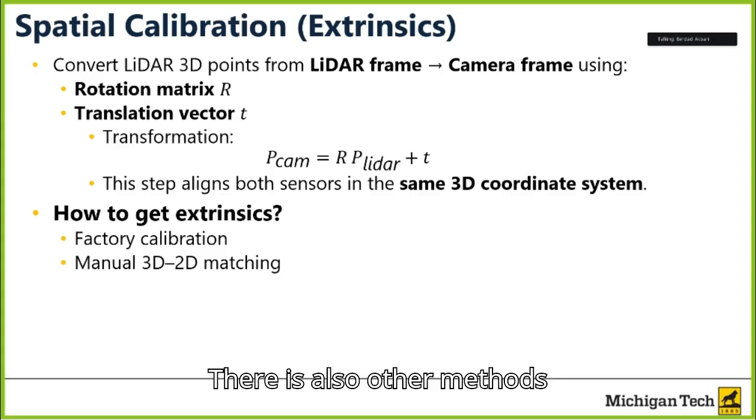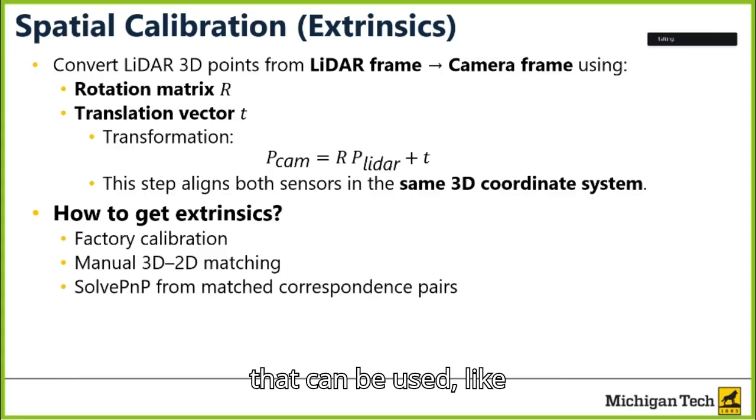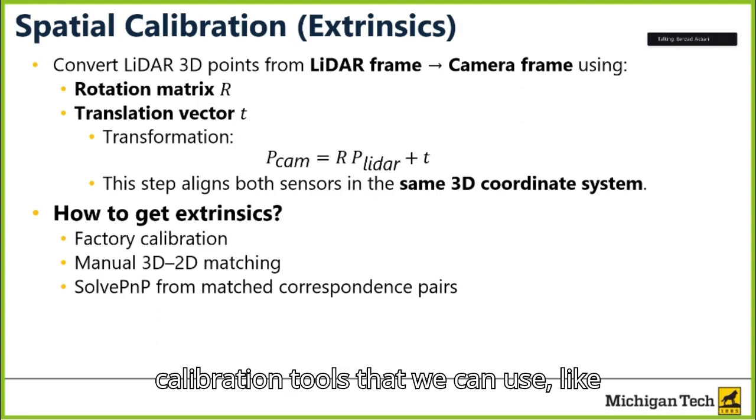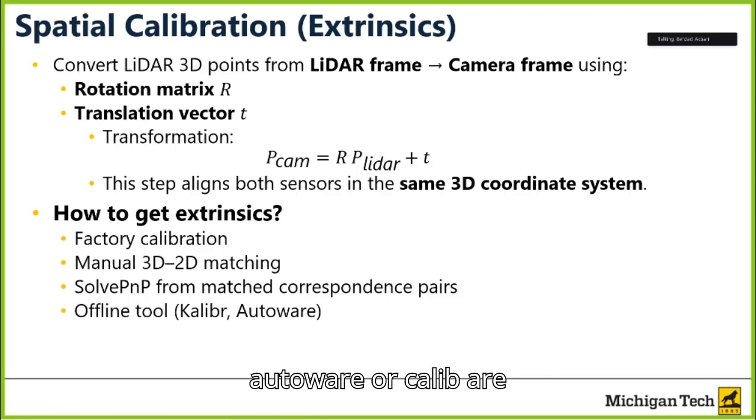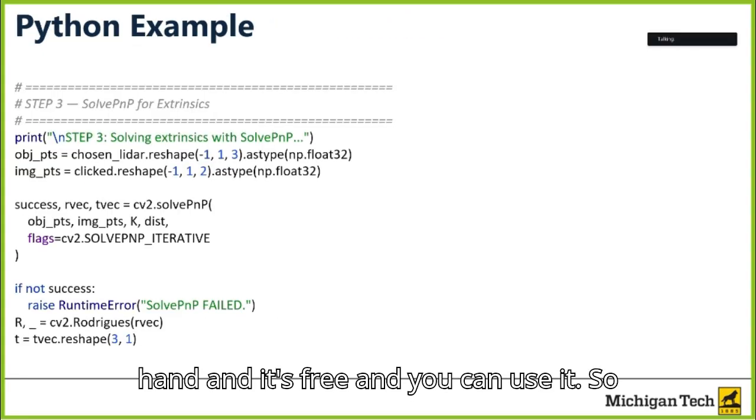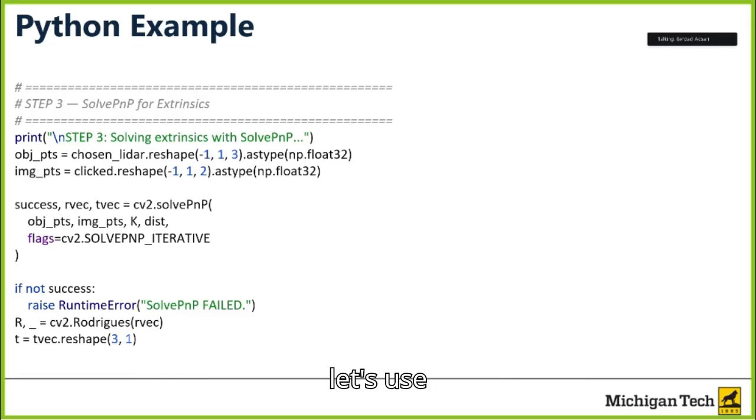There are also other methods that can be used, like calibration tools such as Autoware or Calib. They are very advanced. But most of the time, solvePnP is easier to implement, is at hand, and is free, so you can use it. So let's use solvePnP and see how that works.